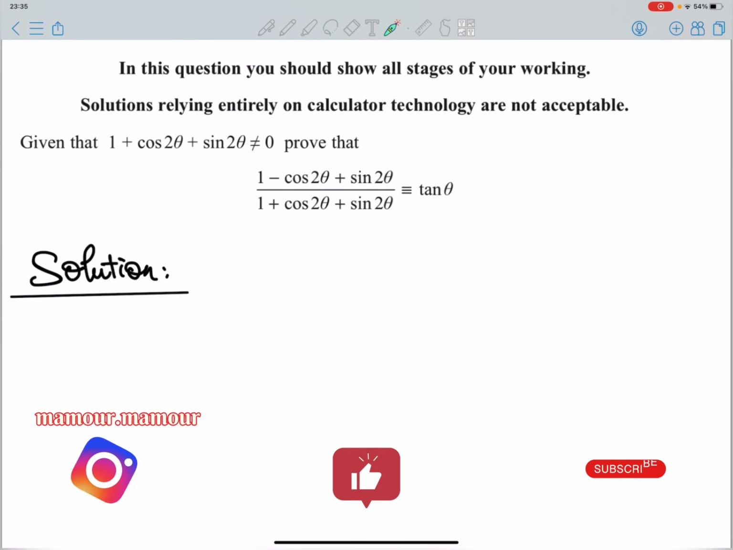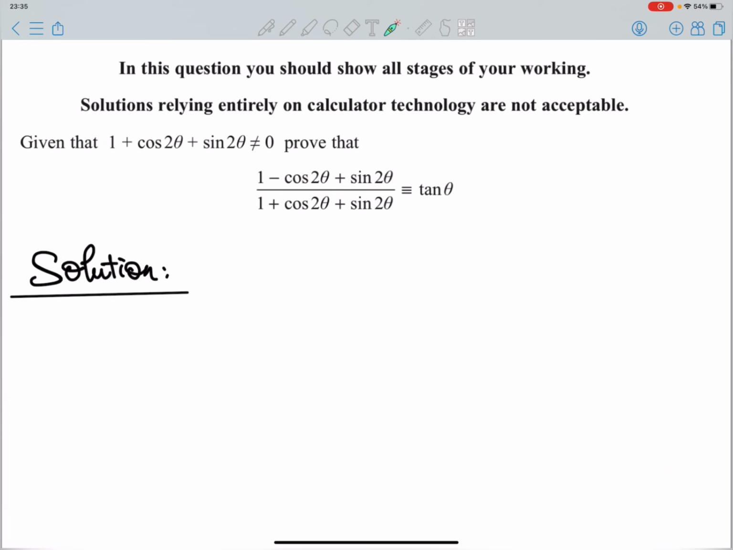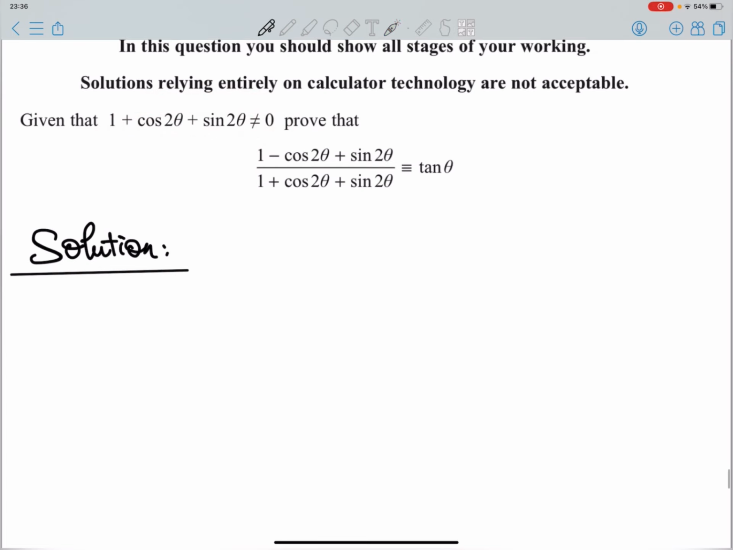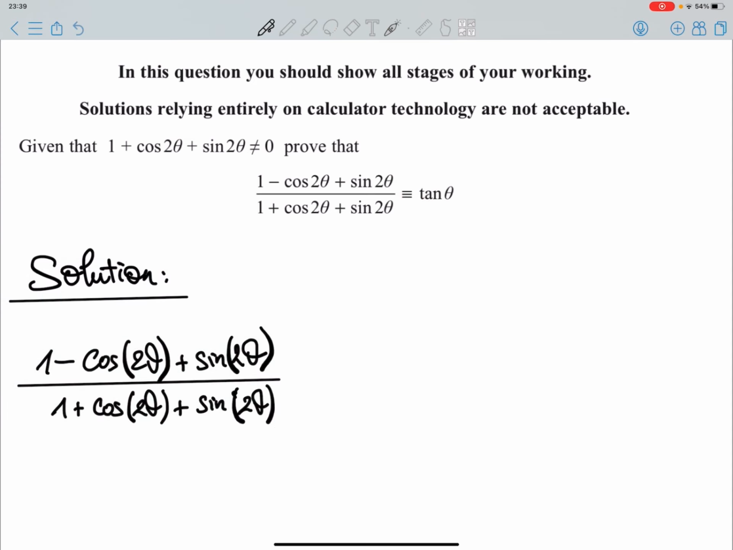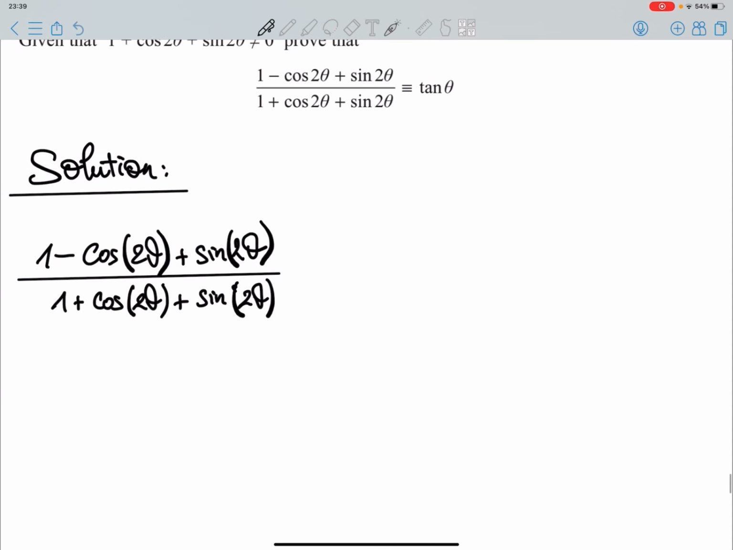Hi guys, in today's video we're talking about trigonometry and we want to show that this whole fraction is literally equal to tan theta, given that the denominator is different from 0, right? So we're gonna start from the left hand side, which is this fraction, and our goal is to get tan theta. So let's copy here. So we're gonna start from this, right?